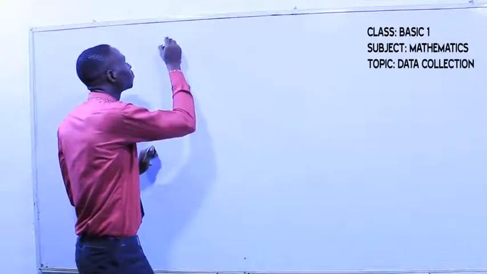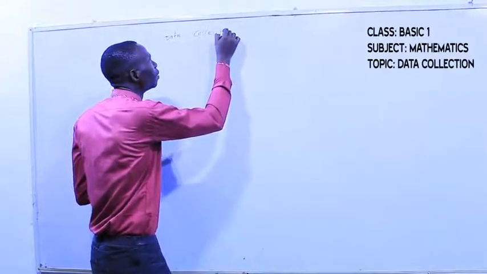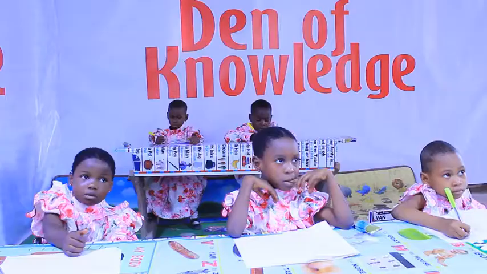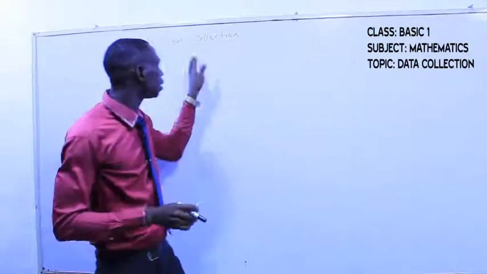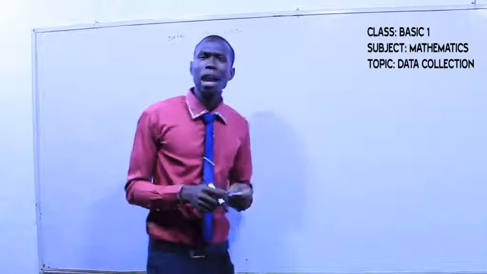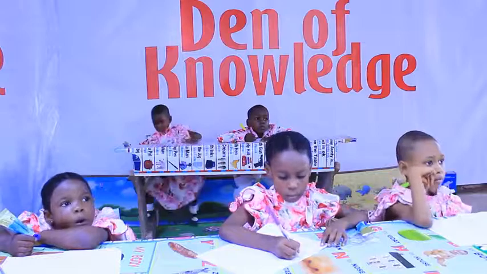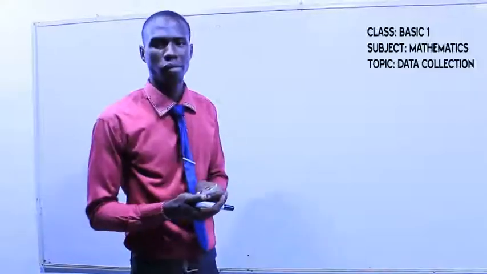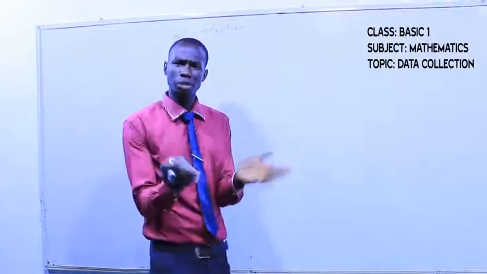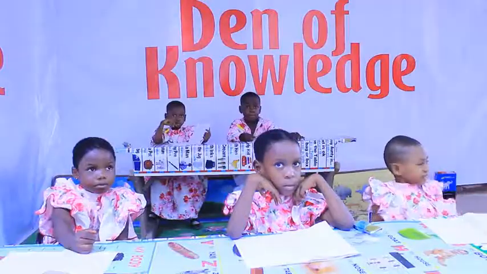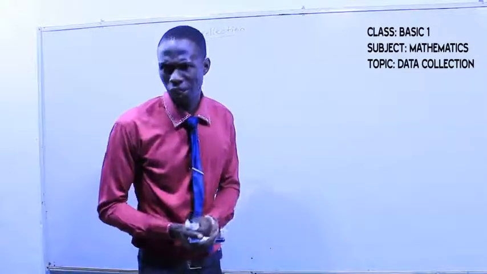Data collection. What is data collection? Data collection is the arrangement of numbers or objects in a group for easy identification. It's an arrangement of objects or numbers in a group for easy identification.